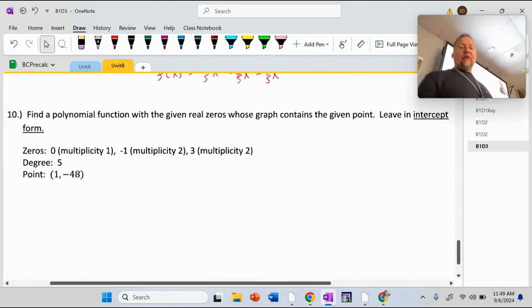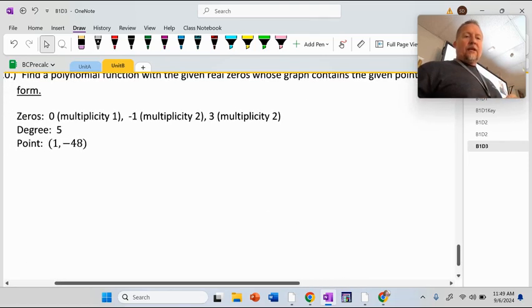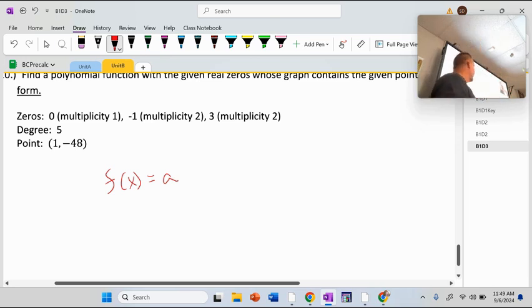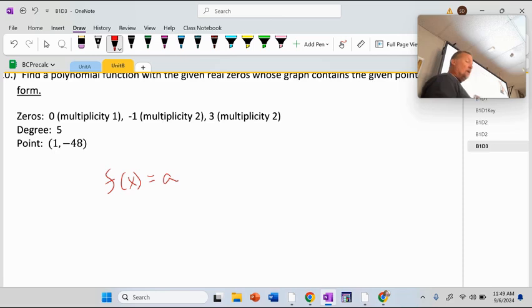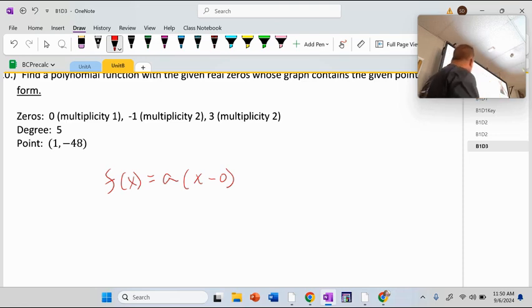Okay, then the last one, find a, given only a point, leave in intercept form, thank the maker. All right, so zeros are 0. So here we go. We got the old f of x equals a, same idea. I don't know what the a value is. That's why there's another arbitrary point given. So a 0 is a 0. If you really wanted to, say x minus 0, just to exercise the idea, it's always x minus whatever the x-intercept is, but it really is just x.